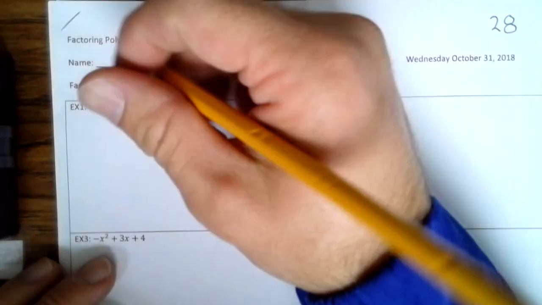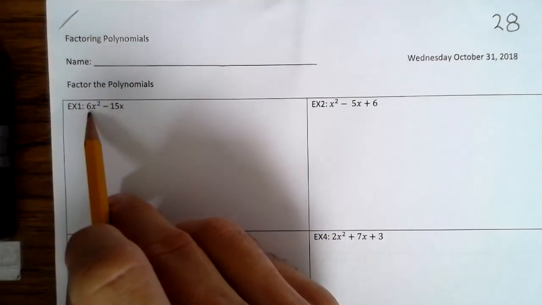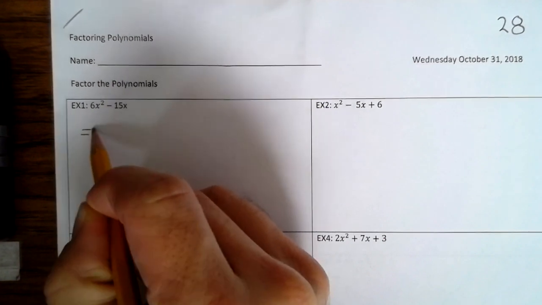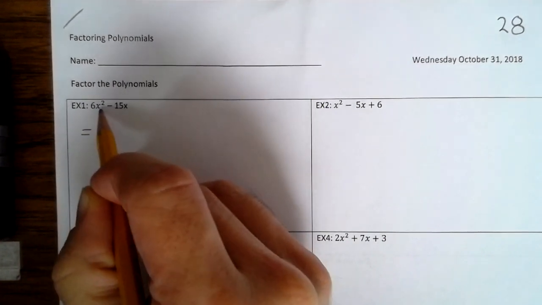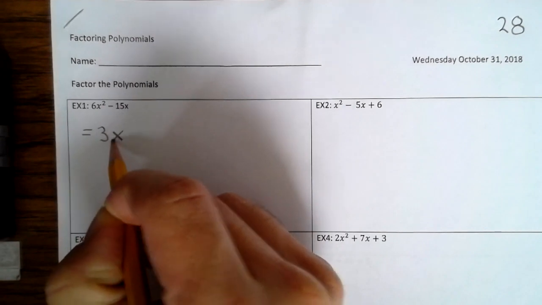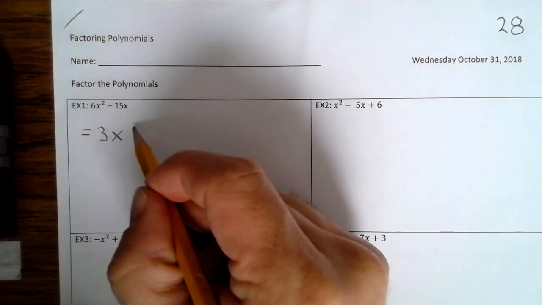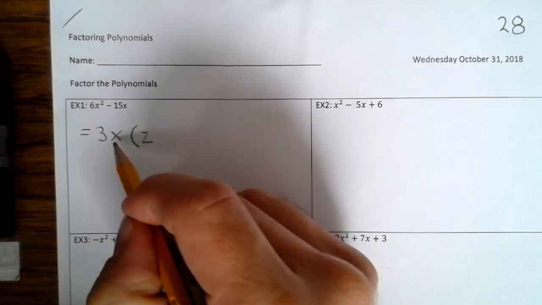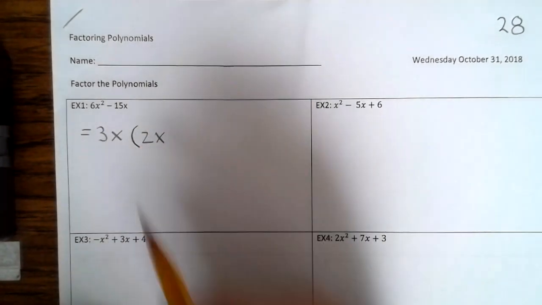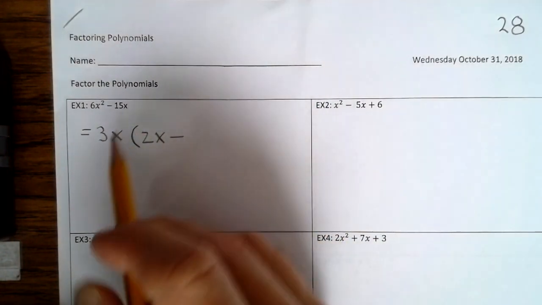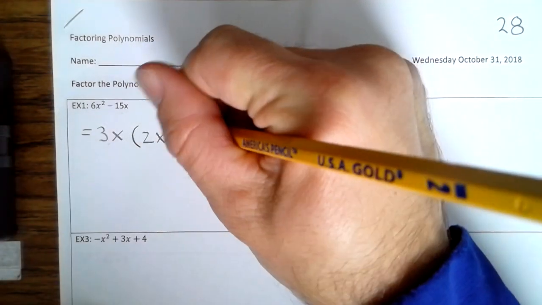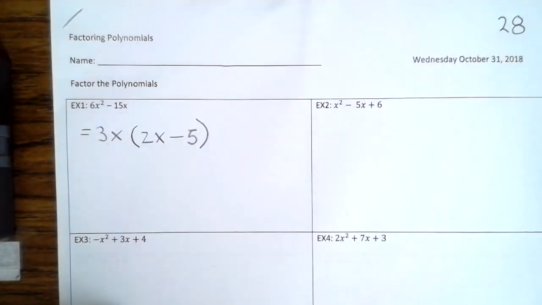So first things first is we factor out the greatest common factor. So in this case, it looks like 6 and 15 are divisible by 3, so we can factor out a 3. This has an x squared and this has an x, so we can factor out an x. So our greatest common factor is 3x. That leaves 3 times 2 is 6. X times x is x squared, so that leaves 2x. Minus 3x times negative 5 is negative 15x, so that is its factored form.